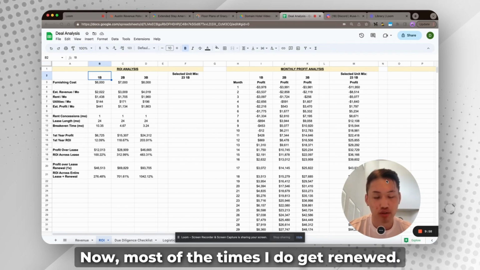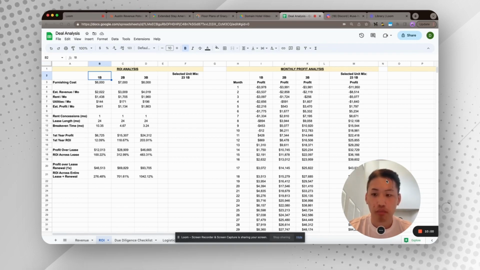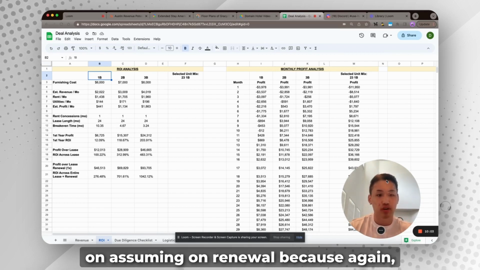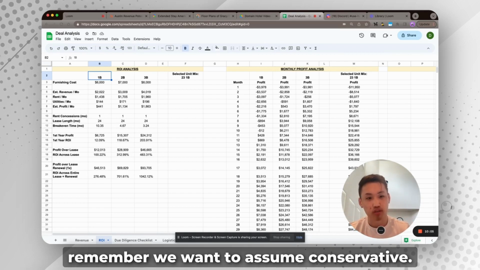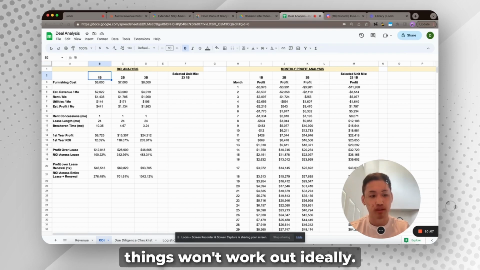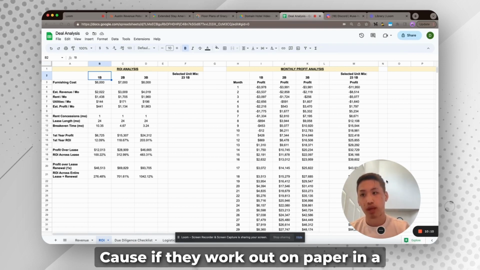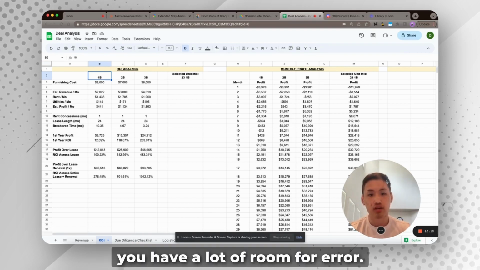Now, most of the time I do get renewed. Let's say 90% of the time I do get renewed, but I want the deal to work just based on assuming non-renewal, because remember, we want to assume conservative. We want to assume that things won't work out ideally, because if they work out on paper in a non-ideal scenario, then you have a lot of room for error.